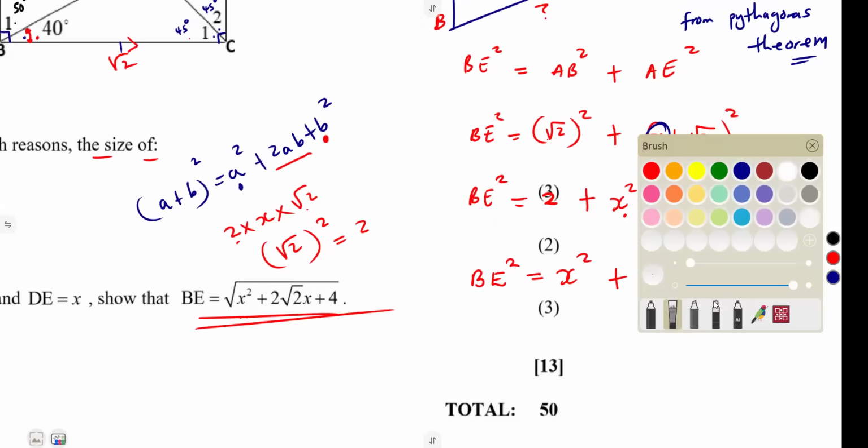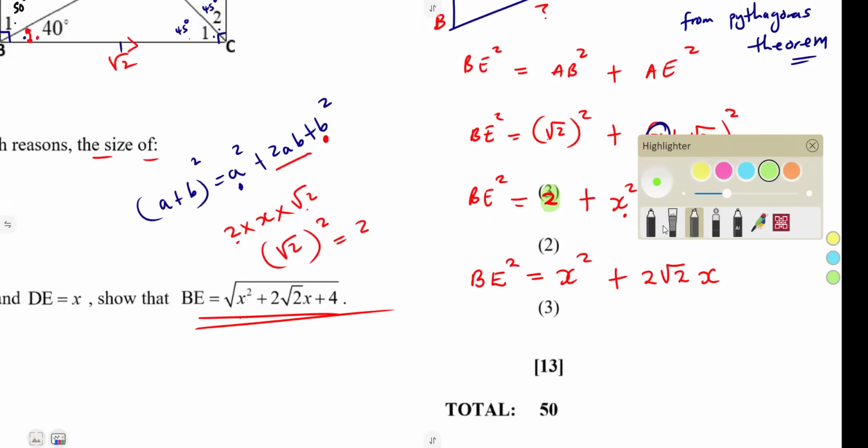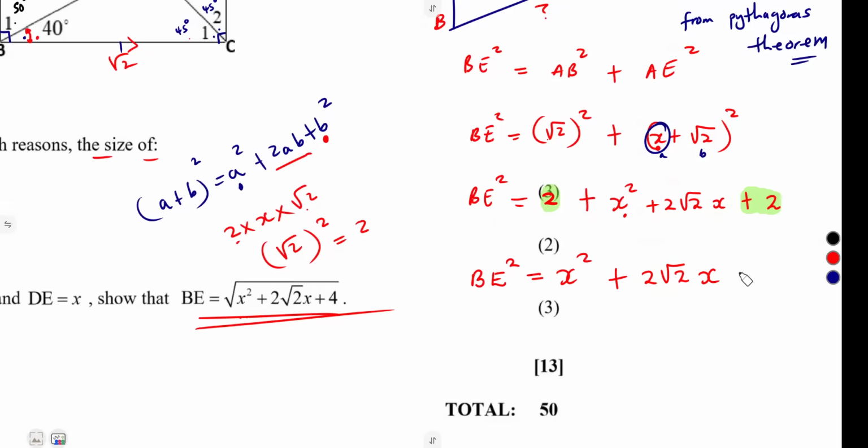Then considering the constants, there is 2 and a 2. So 2 plus 2, that is going to give us what? That is going to give us a 4. So that's a 4. This is BE squared.